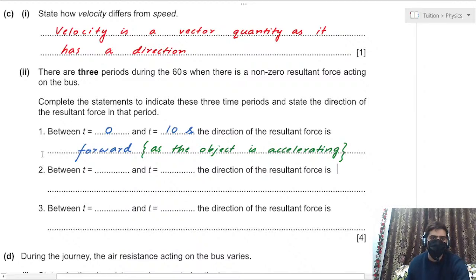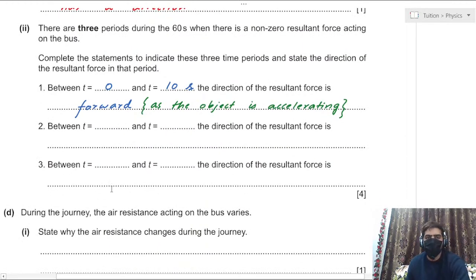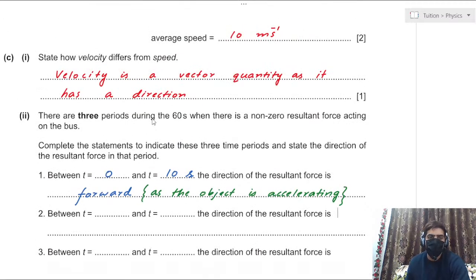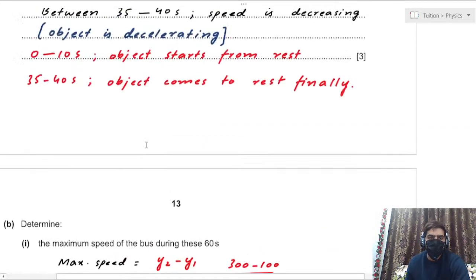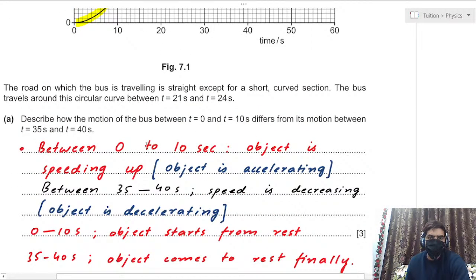All right, what is the next stage when there is a resultant force? If you go there, they have mentioned a period, between 21 to 24 seconds, where the object travels in a circular path. Whenever an object travels in a circular path, there is always a resultant force that goes by the name centripetal force.